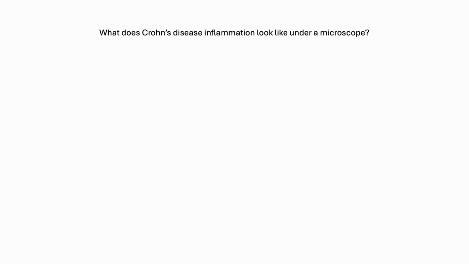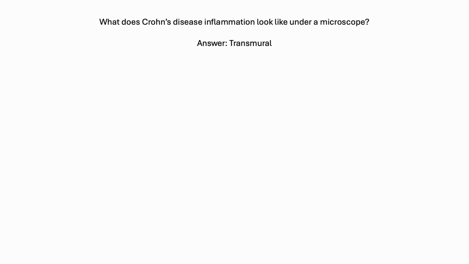What does Crohn's disease inflammation look like under a microscope? It's going to be transmural. You're also going to see your skip lesions, your cobblestoning. Transmural means that it's going through all the layers. I just think of Crohn's disease as completely diverse, and it can be found anywhere from mouth to anus, whereas ulcerative colitis is just the colon.